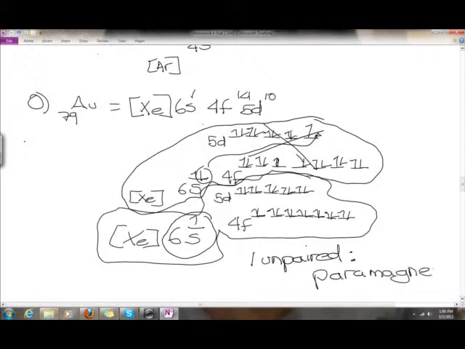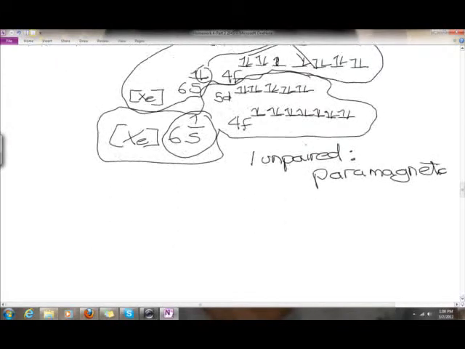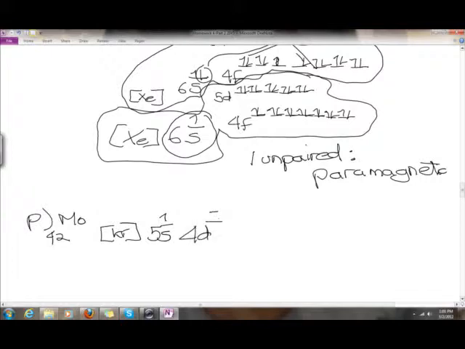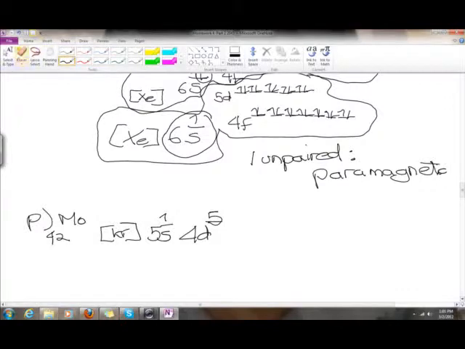Let's look at the other exception. And I did it on purpose because that way you get the half-full exception. It's the letter B, and it would be molybdenum, 42. And it would be krypton, 5s1, we're on energy level 5, and 4d5. And let me do the electron configuration, the diagram.